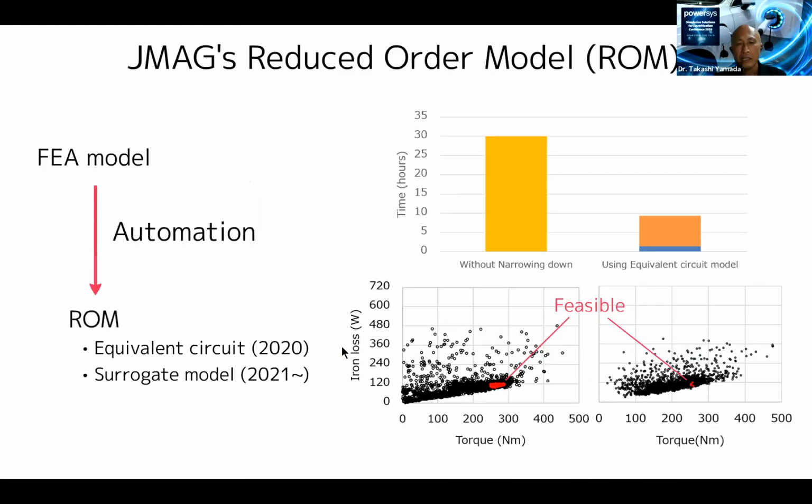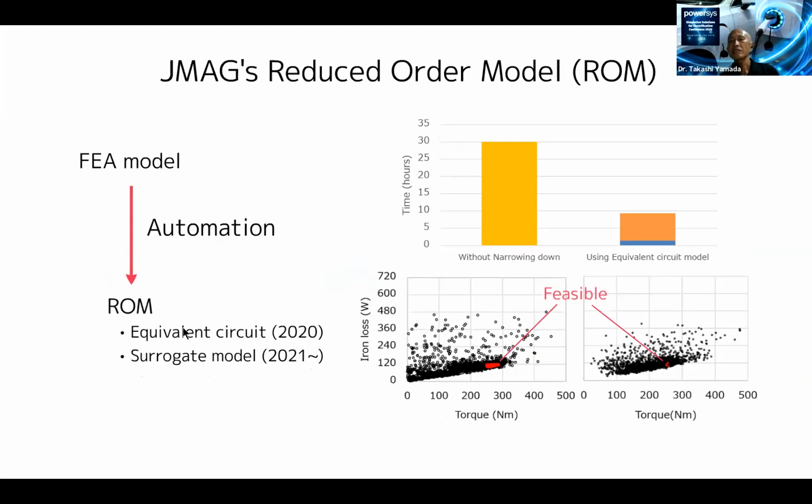We started this development, and as a first step, we will use an equivalent circuit model for the reduced order model. On the right-hand side is the result with the reduced order model, and the left is without it. You can reduce the process time greatly, and of course you can get almost the same feasible region. So this is the first step. After that, we will introduce a surrogate model, probably based on artificial intelligence. This is our plan for this optimization technique.